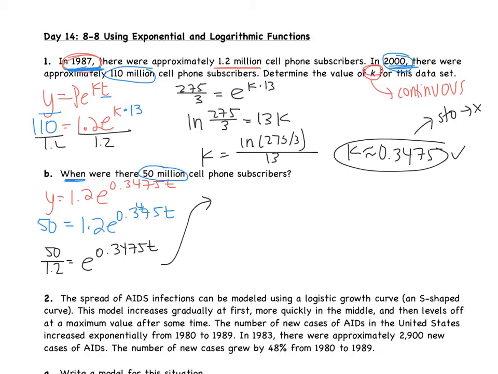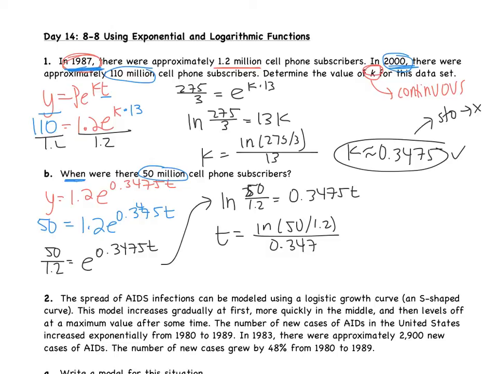At this point, I'm in exponential form. There's nothing else that I can do, so I'm going to switch forms. Because my base is e, this becomes natural log. So I get the natural log of 50 over 1.2 equals 0.3475 t. If I divide by that 0.3475, I get the natural log of 50 divided by 1.2 over 0.3475.